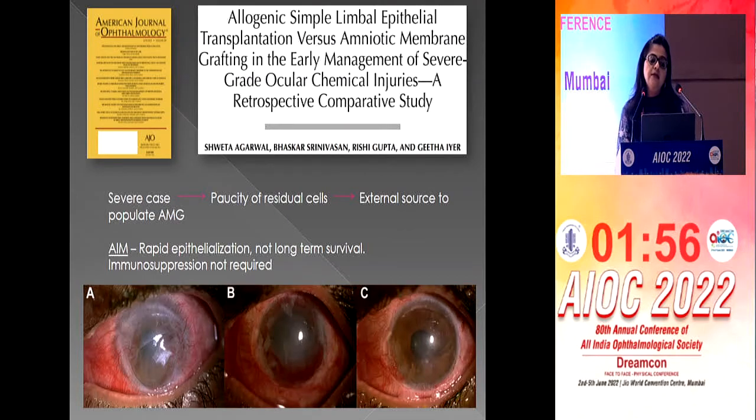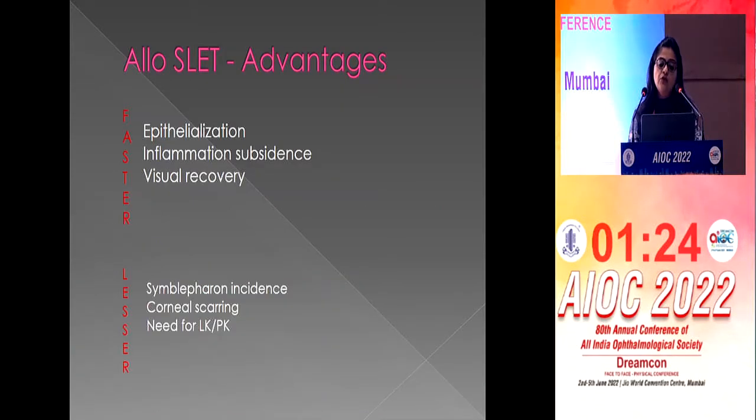In 2020, the SN group proposed a new modality of treatment for acute injuries, and that was allo-SLET. Here, the source of the SLET limbal stem cells was cadaveric, and this enabled them to give an external source of cells to repopulate the AMG. The aim here is not long-term survival of the graft. The aim was rapid epithelialization, so that the chance of melt is lesser. Rapid epithelialization also leads to faster inflammation subsidence and decreased incidence of symblepharon, corneal scarring, and the need for any keratoplasty.